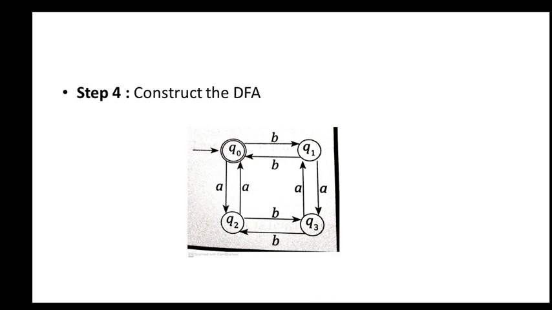For example, we'll take AB. A, B. Q3 is not a final state, so it should not accept. Only the even number of A's and even number of B's should be accepted. When it goes to the final state, only then is that string accepted by this DFA.